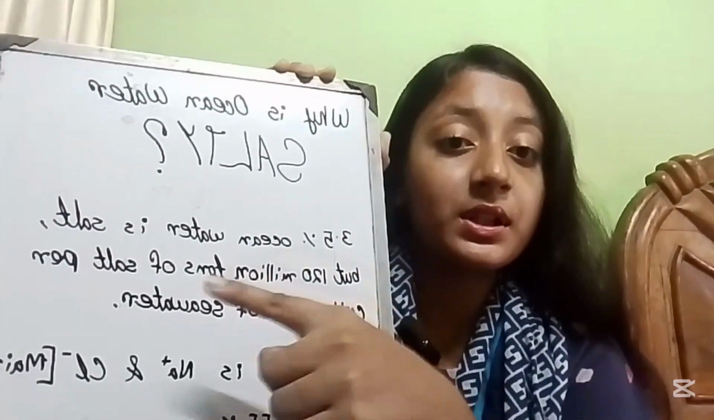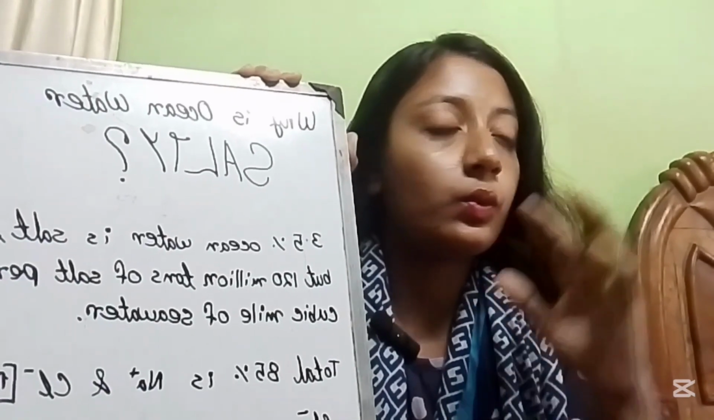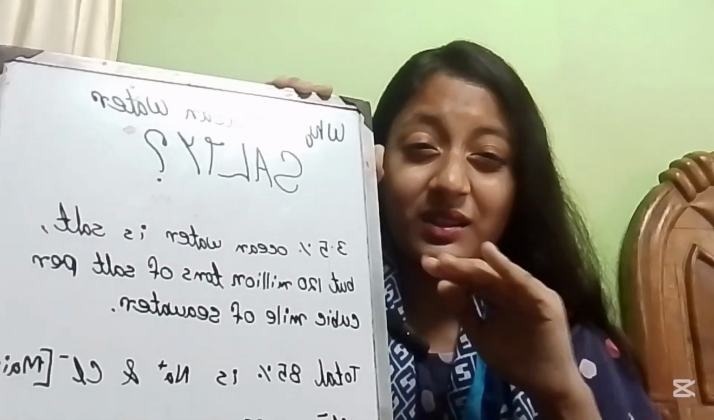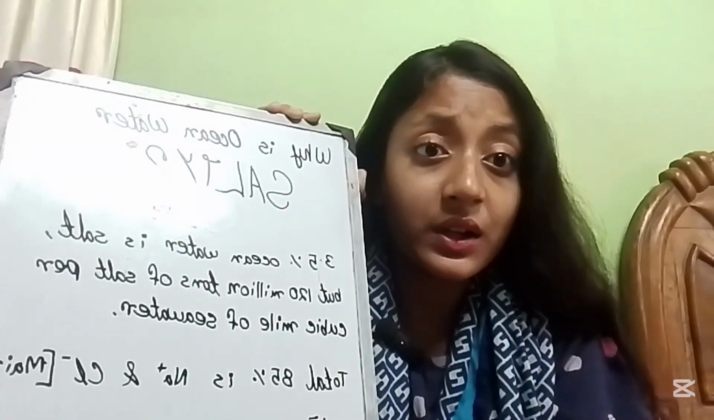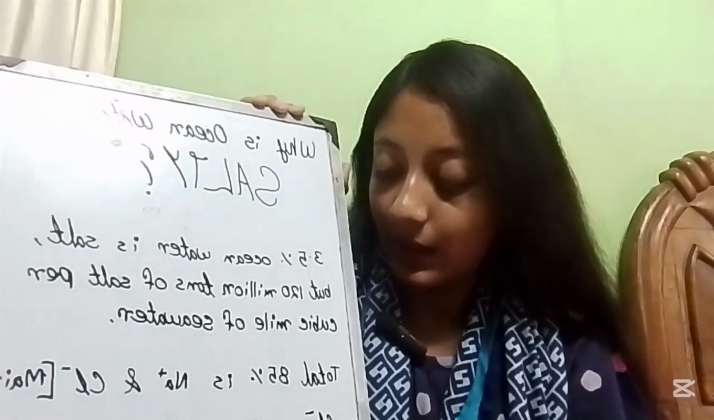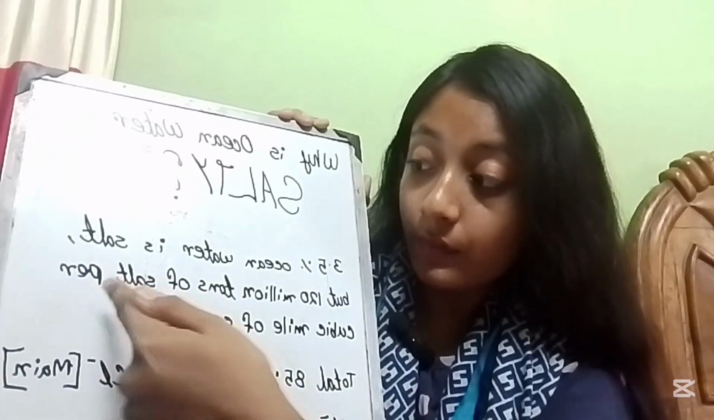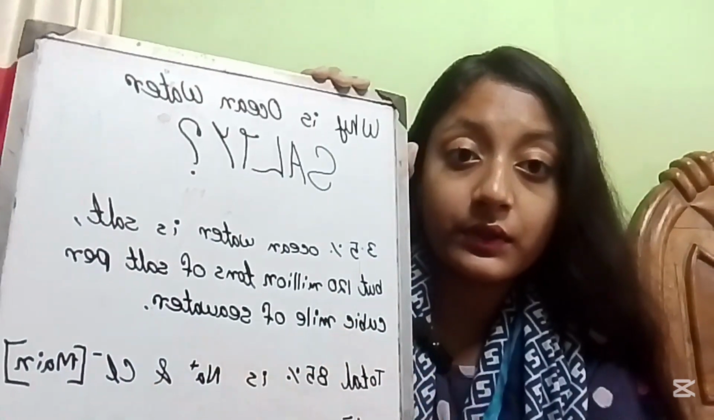3.5% of ocean water is salt. But why, when we taste or test the ocean water, is it all salty? What are you telling, that 3.5% of ocean water is salt? Actually, there's a thing: 120 million tons of salt per cubic mile of seawater. Just read it out.